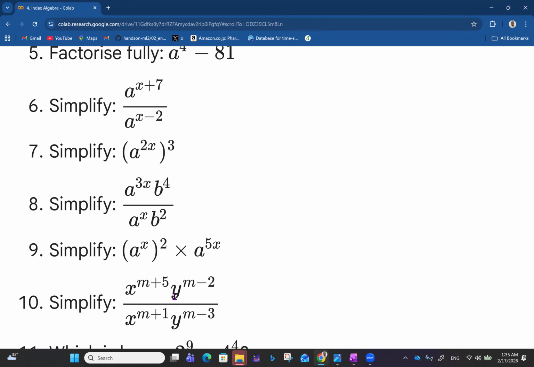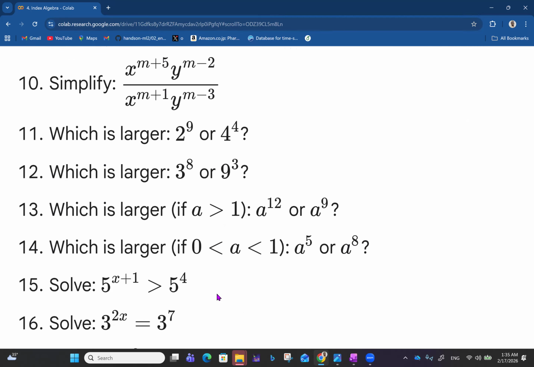For this, let's do some mental stuff. So we have m plus 5 minus m plus 1. That will be x raised to power 4, because m will cancel, but 5 minus 1 is 4. So x raised to power 4. Then for the y, m also cancels out. We have minus 2 plus 3. So x to the 4, y to the 1.